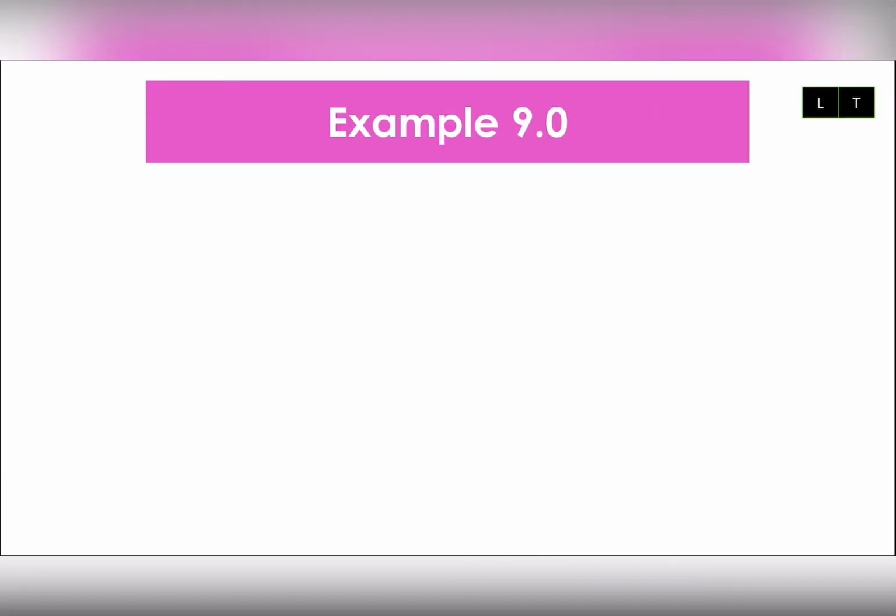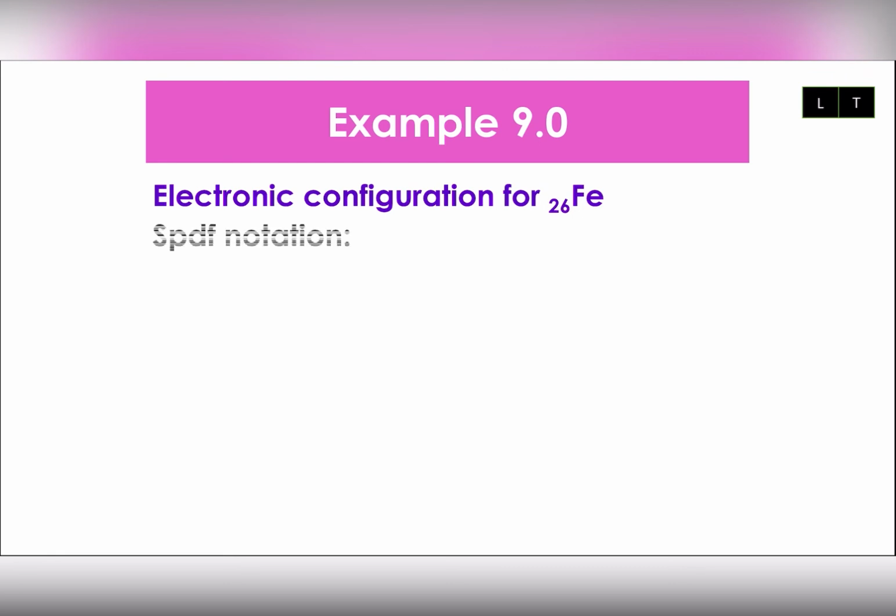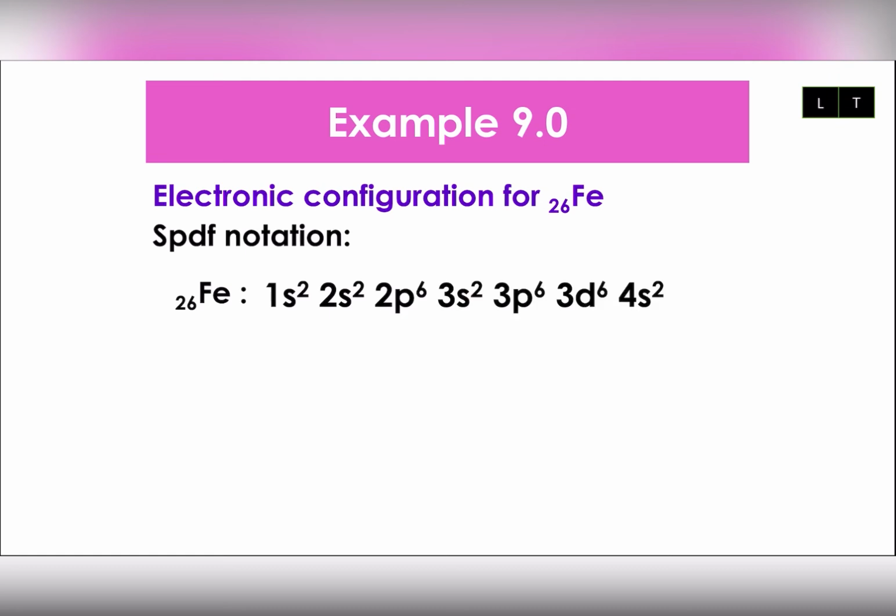Let's go for the last example. I want you to write the electronic configuration for ferrum or iron with 26 electrons. Write in SPDF notation first. So write the symbol for ferrum first. I will have 26 electrons until 3d6. So we have here the SPDF notation for ferrum at its ground state.